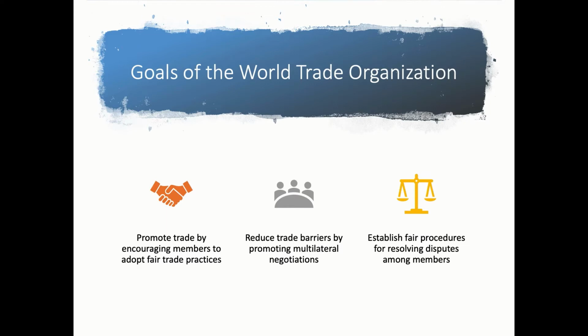Now, when you look at what the WTO has tried to do as a result, you can see here the WTO has tried to set up fair trade practices, has tried to promote multilateral negotiations, and has tried to provide at least some sort of process to resolve disputes among members. So how has the WTO done as an organization? If we were a grading agency and we're about to give the WTO a report card, what grade would we give them if these three items on that slide are what the WTO is all about?